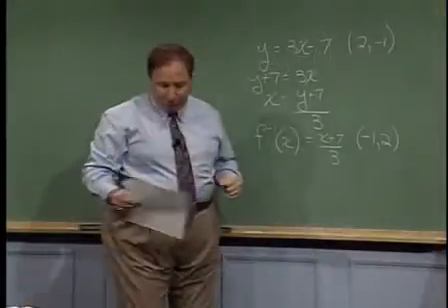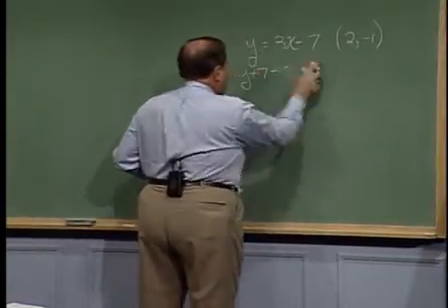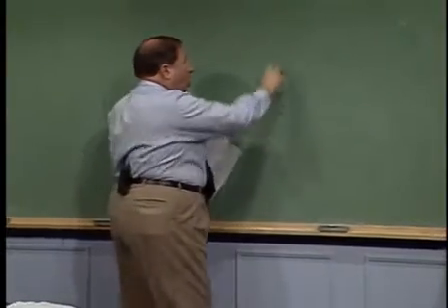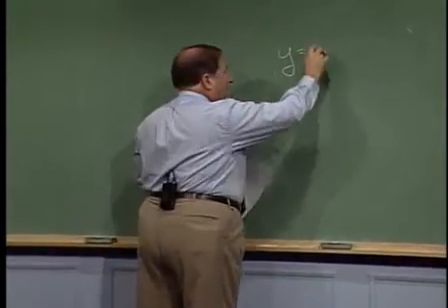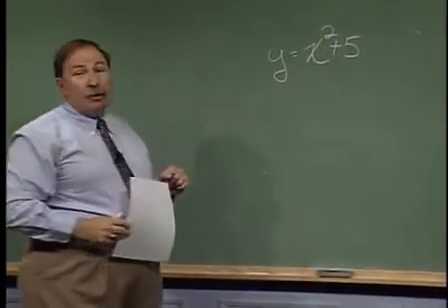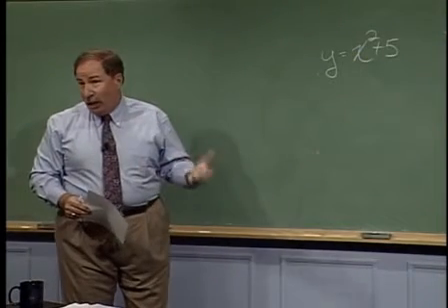Okay, let's try another one. Let me erase this here, and let's try an example of one that uses squares. Let's try y, or f of x, equals x squared plus 5. This says take a number, multiply it by itself, and add 5. Oh, by the way, is that a function? We didn't ask ourselves that question before, but the fact is we had y equals 3x minus 7. Is there any number you can't multiply by 3 and subtract 7 from? Of course not. And you always get one answer.